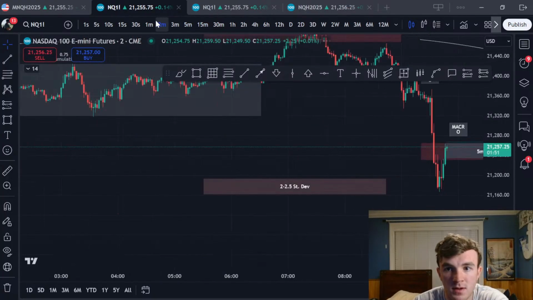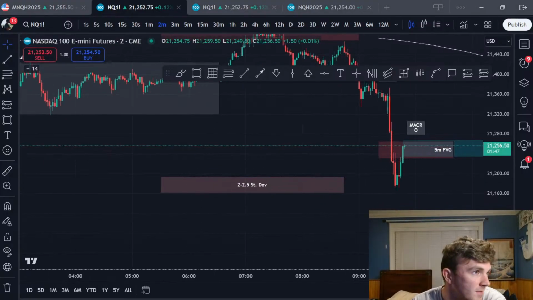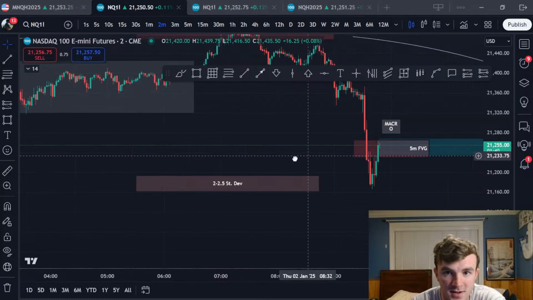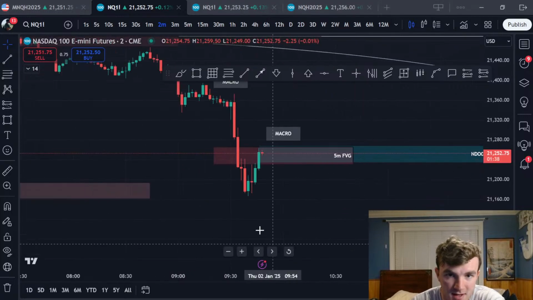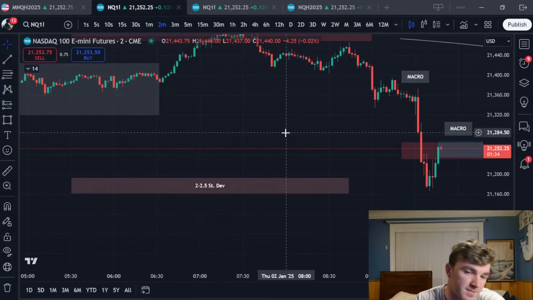Oh man, I'd like to see additional confluences, like maybe an SMT or something. I'm not really that interested in just entering on an inversion. I want to see proof. I want to see hard evidence, you know?